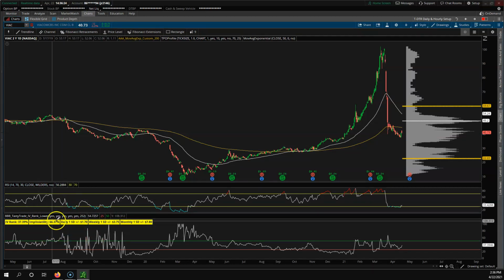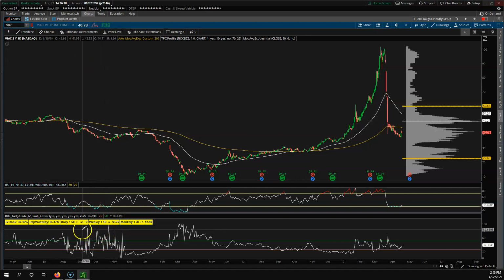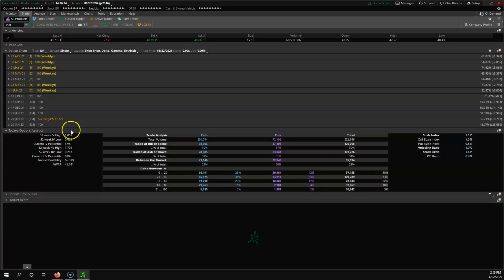Now, if you want this code for your own charts, you could go to my website, daytradingfearless.com, and find it there. But you can also find everything just directly right here, right? The current IV percentile is at 37%, and that will tell you whether options are cheap or expensive just by looking at that.